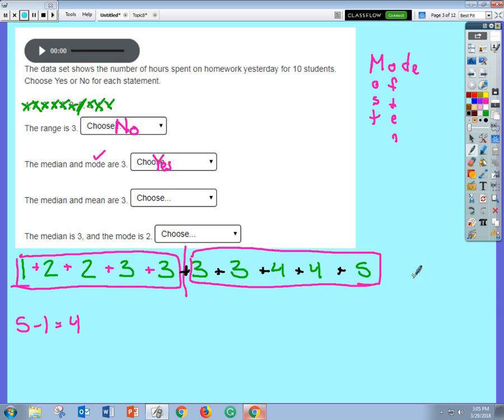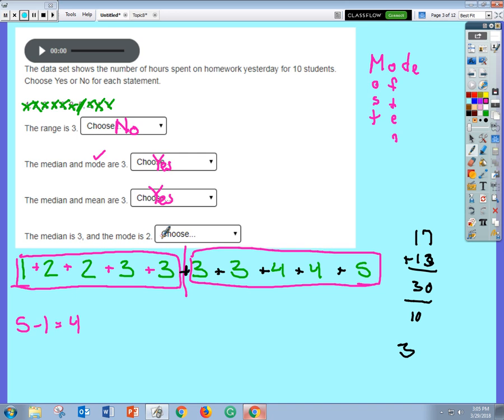We have 17. And then we have 4, 4, 5. 8 and 5 is 13. 17 plus 13 gives me 30. 30 divided by, I think we said 10 numbers, would give me an answer of 3. So that would be a yes as well.